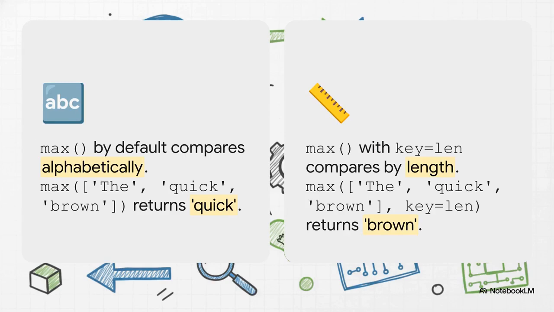On the left, if you just use the normal max function on a list of words, it defaults to alphabetical order, so quick wins just because it comes later in the alphabet. But look at the right. We add one simple argument, key equals len. And just like that, we completely change the rules of the game. We're telling max, hey, ignore the alphabet. I want you to judge these words based on their length. And suddenly, brown is our champion.